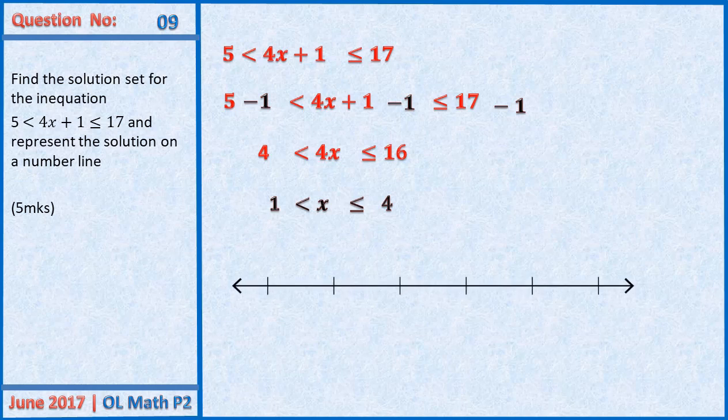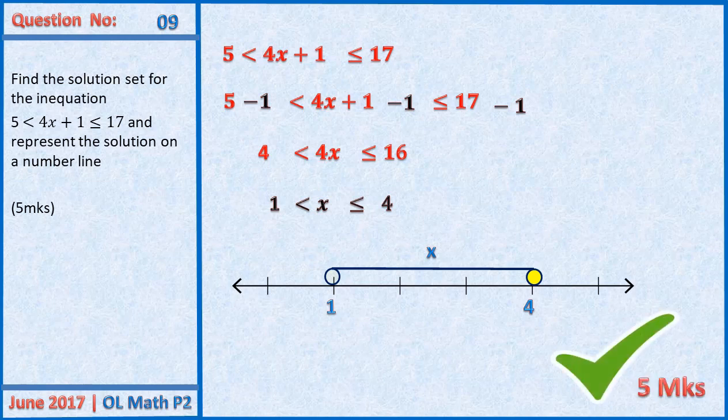On the number line, we have the endpoints to be 1 and 4. 1 is not included, the lower bound is not included, so we put a circle that is not shaded. And for 4, the upper boundary is included. When you see less than or equal to, it means that the boundary is included, so we shade it. We link them with a line, and that's the solution on the number line.